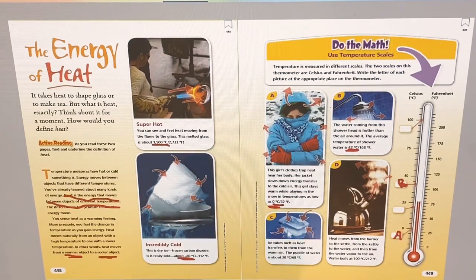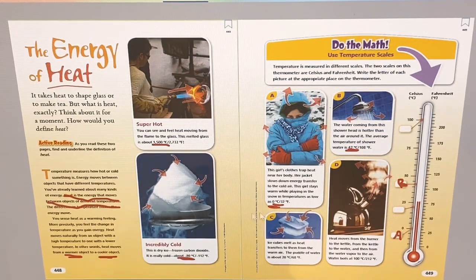This ice cube, can you tell me without reading, how does energy move over here? Yes, the heat energy is coming inside the cold ice cubes. So ice cubes melt as heat transfers to them from the warm air. The warm air around the ice cubes is coming inside.